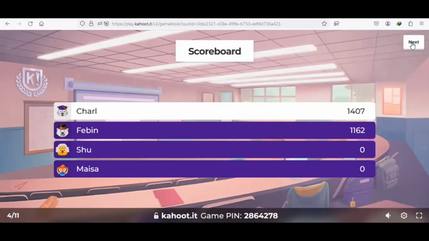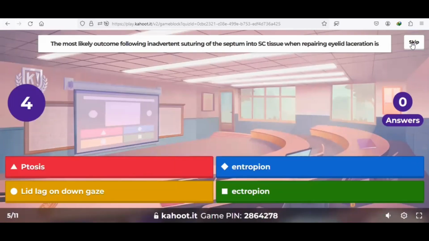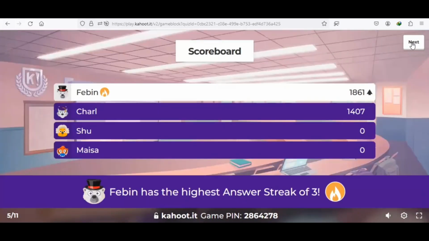The most likely outcome following inadvertent suturing of septum in subcutaneous tissue when repairing eyelid retraction is lid lag on down gaze. This is the correct answer. So be careful, doctor, the next time. Next.